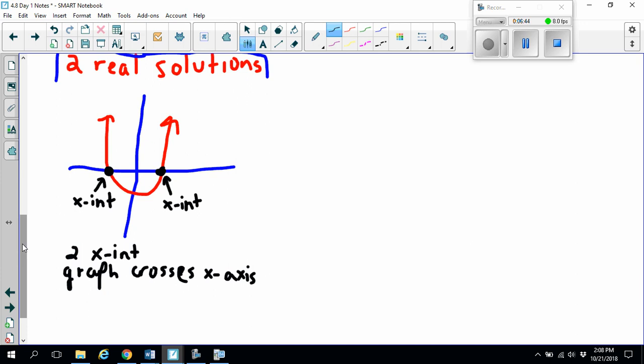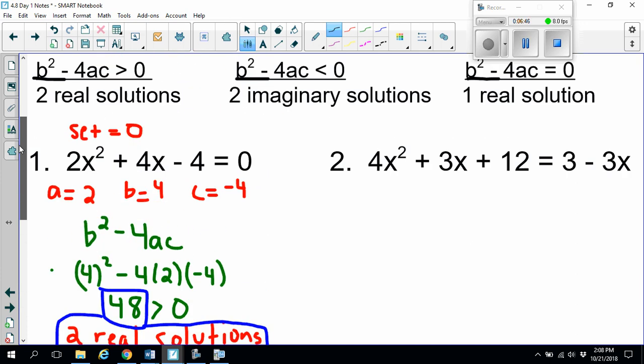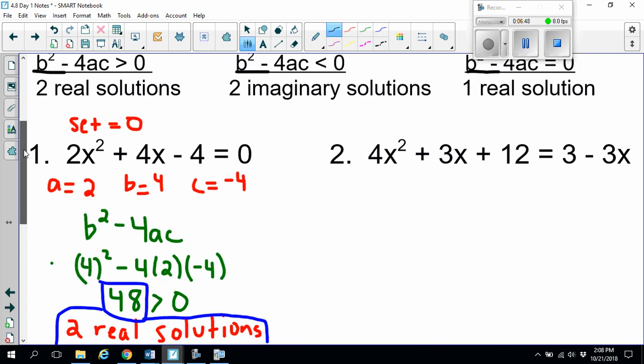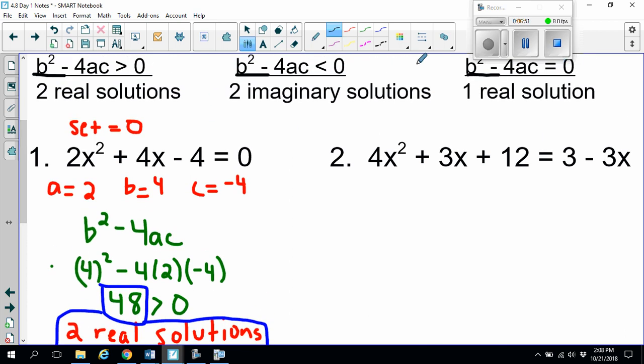Okay, let's go ahead. We're going to try the next one. So I'm going to make sure, there we go, so we can see all of these. So we're going to do the same thing for number 2. We have 4x squared plus 3x plus 12 equals 3 minus 3x. Now don't forget, you always need to make sure you set your equation equal to 0. That means that we need to move some things over. So I'm going to subtract 3 from both sides. I'm going to add 3x to both sides so we can get this equation equal to 0.